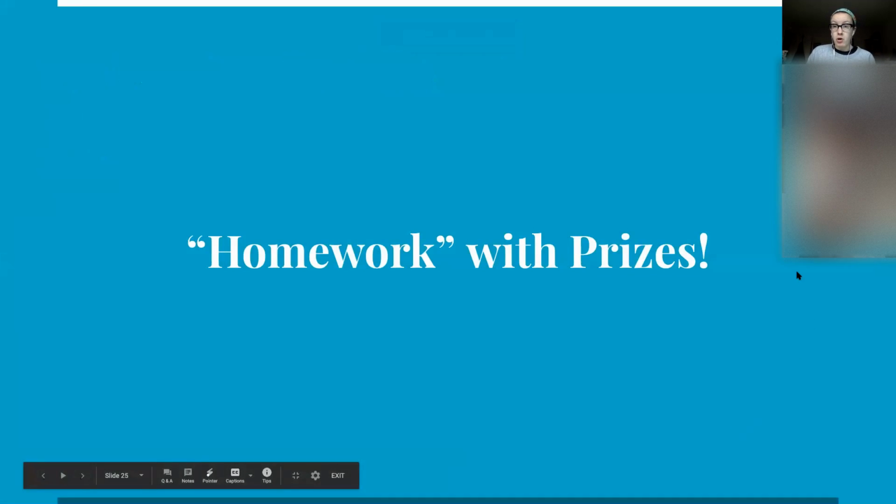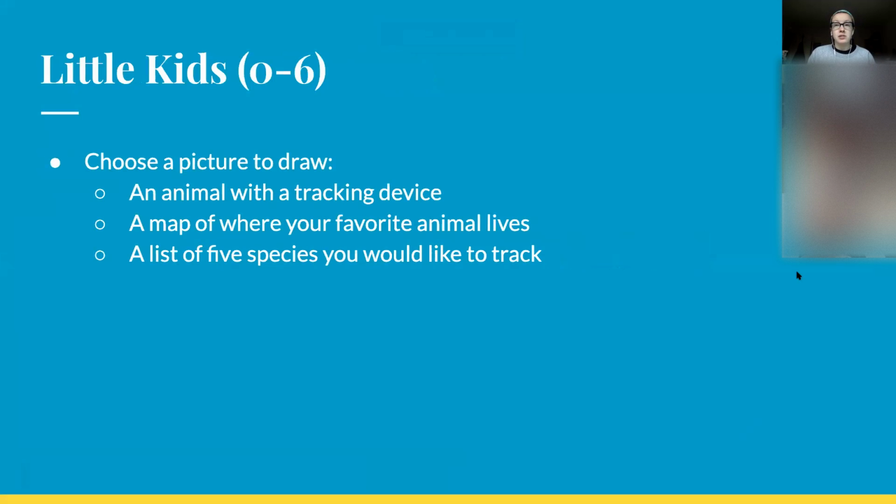Okay, so we're going to talk about homework with prizes. I was really excited about this one today. For little kids 0 to 6, you can choose a picture to draw. As always, it can be an animal with a tracking device on it. It could be a map of where your favorite animal lives. It doesn't have to be an animal that we talked about today. It could be any animal. Or a list of 5 species that you would like to see tracked. Say that you really want to know what your cat does if it goes outside during the day. You could even add that if you want to.